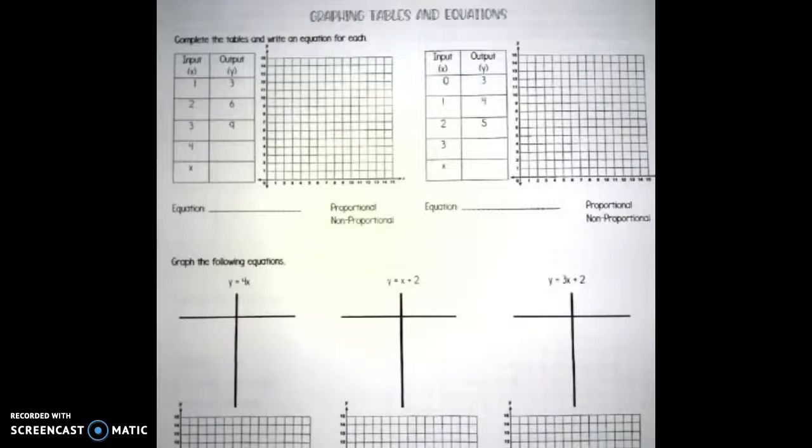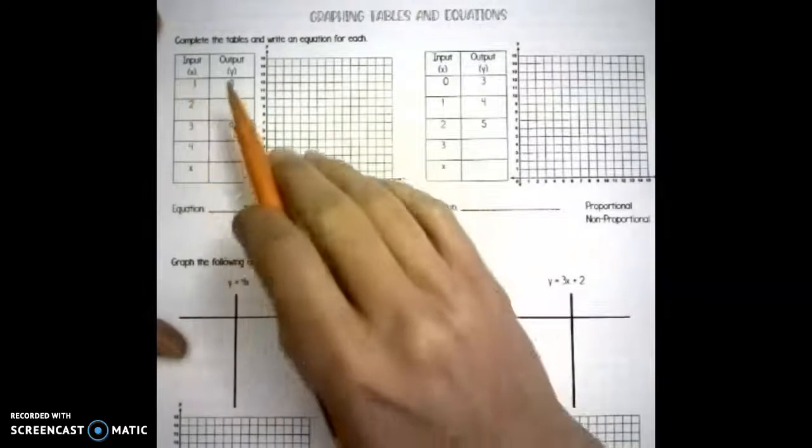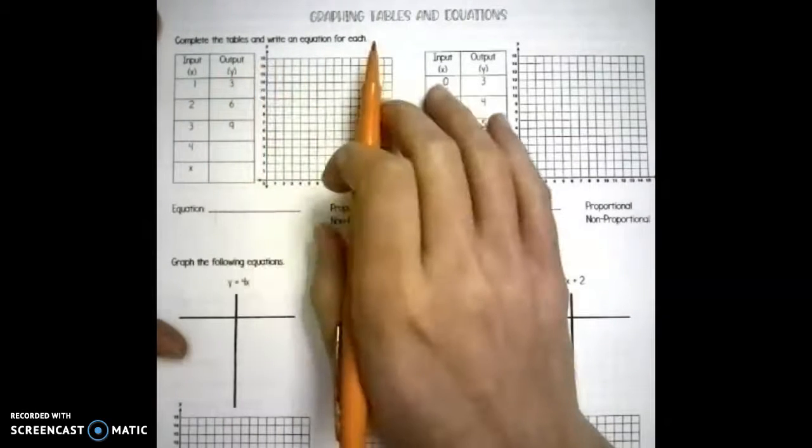Hey guys, so today we're going to be doing graphing with tables and equations. Previously we just learned how to finish up a table and write an equation for it. Now we're going to take that information and apply it to graphing. Hopefully this shouldn't be too bad today. First things first, complete the table and write an equation for each.